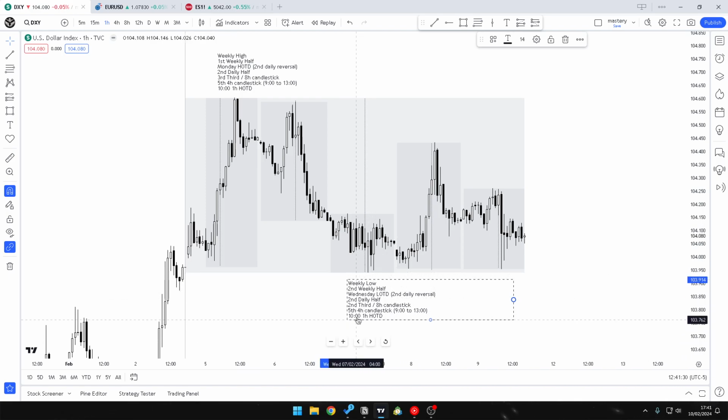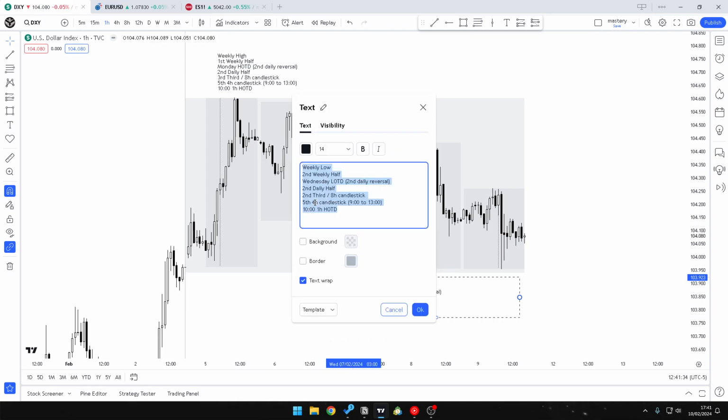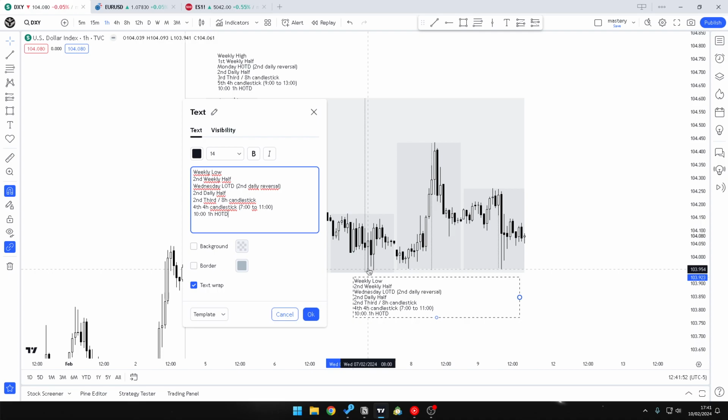It was also on the fifth 4-hour candlestick, if I'm not wrong. No, it's not. It was on the 4-hour candlestick because it was on the second half of the 8-hour candlestick as well, which is between 7 to 11. And it was made on the 8-hour 1-hour low.